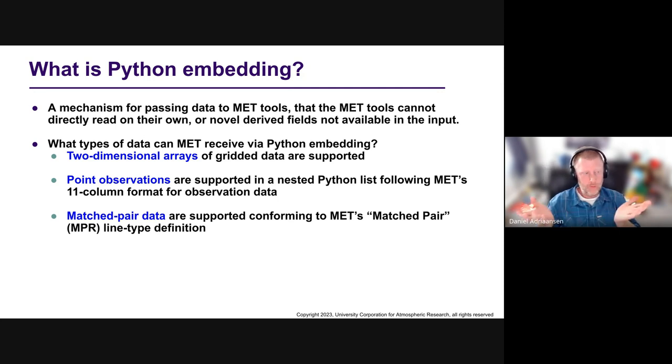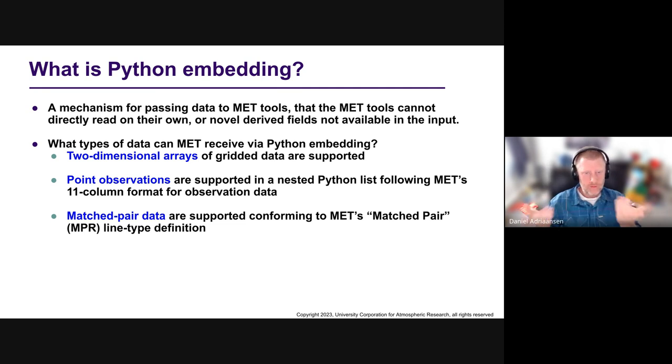But if the file formats that you're trying to use deviate from that, historically, we've had to work with those folks to provide direct software support to read those files. With Python embedding, that has broadened not only the types of files that we can support, but enabled users to provide that support themselves. The other thing that this allows is it allows users to create novel derived fields that aren't available in input data.